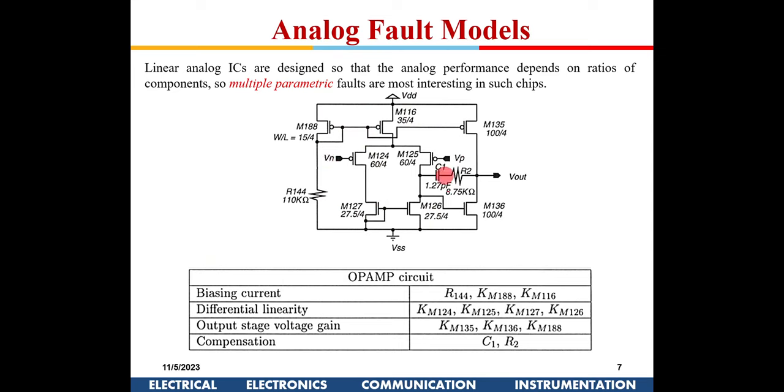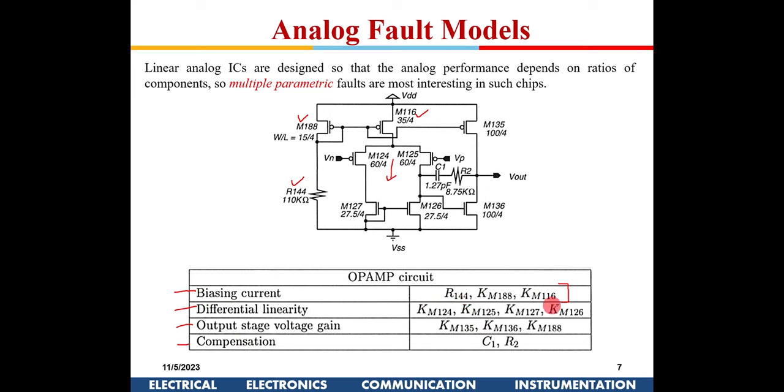Similarly, if I have a circuit something like this, the biasing current here depends on this transistor and this transistor, the ratio of these two, right? So what current is established here, and that particular fault will be like this. These are the functional parameters, and these are the associated components.